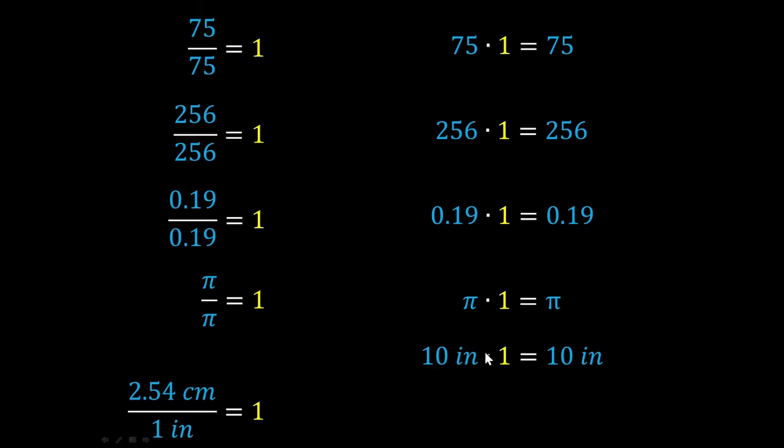So if I had 10 inches and I multiplied by 1, I get 10 inches. But if I take 10 inches and I multiply by the number 1, in this form, I get 25.4 centimeters, which is the same thing as 10 inches. And the cool thing here is this, I would call this a fancy one, where it doesn't quite look like the numerator and the denominator are the same, but they are. So inches on top and inches on the bottom cancel, and I would get centimeters.